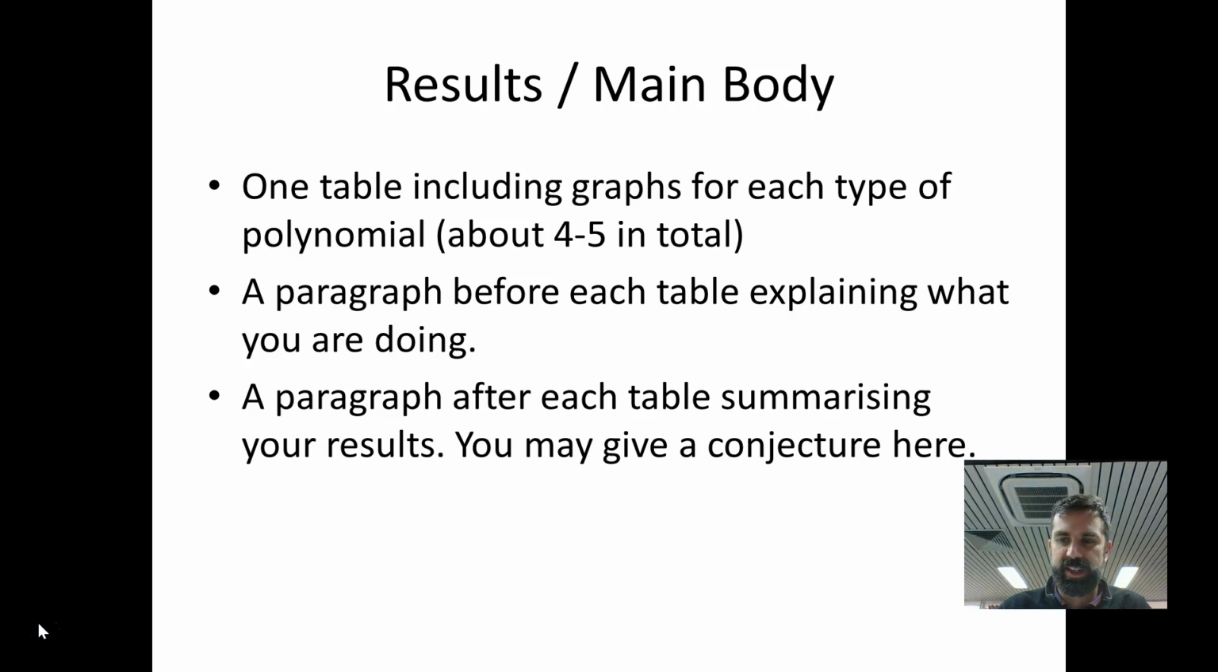So the conjecture is like a rule that you've come up with based on your observations. So it doesn't have to be something that you've proved mathematically. It just has to be a rule based on what you've seen in your results. So, for example, if you looked at your results and every single graph had only one turning point, you would say that for that type of polynomial, your conjecture is that there's only one turning point. Okay?